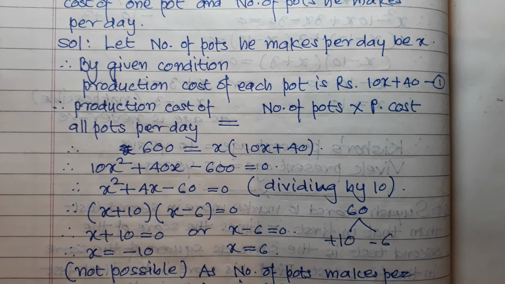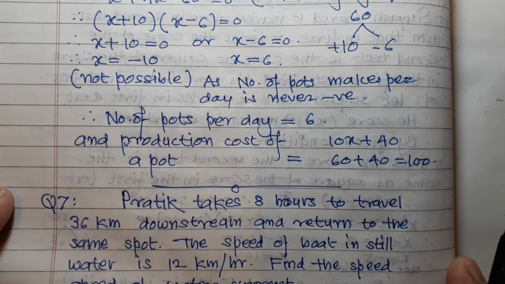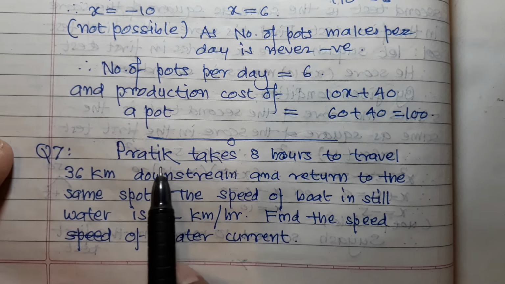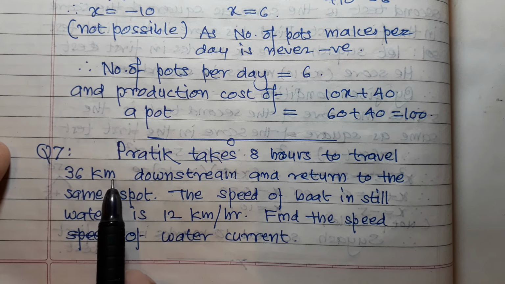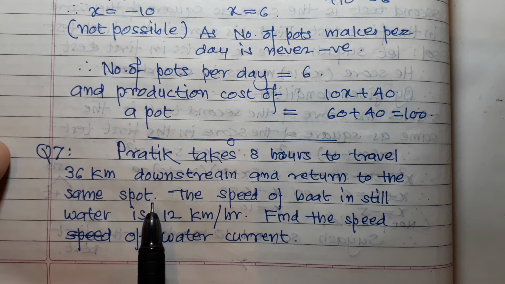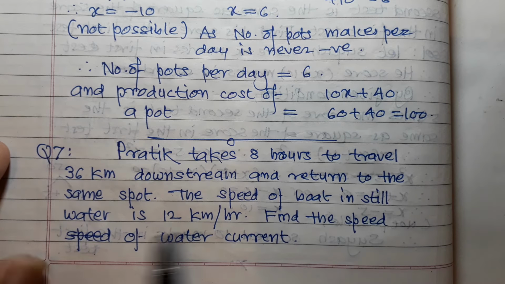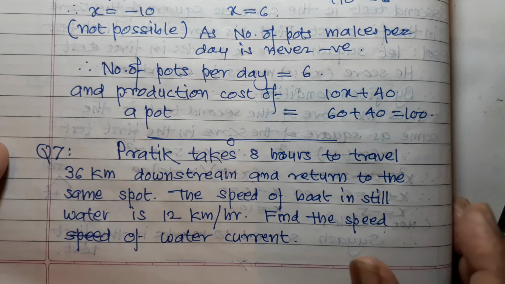Then I will explain one more example from this set. Example number 7. Pratik takes 8 hours to travel 36 kilometers downstream and return to the same spot. The speed of the boat in still water is 12 km per hour. Find the speed of the water current. Okay. Now these types of examples are important because here you have to use a formula from physics.